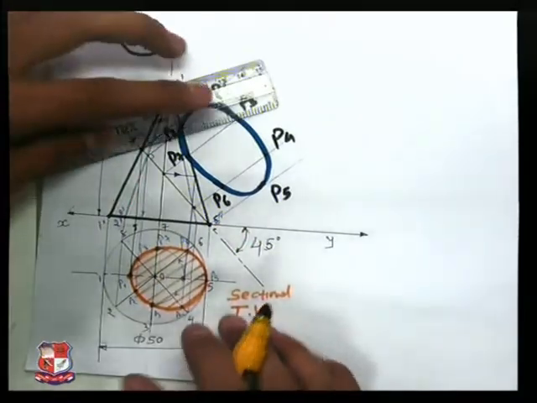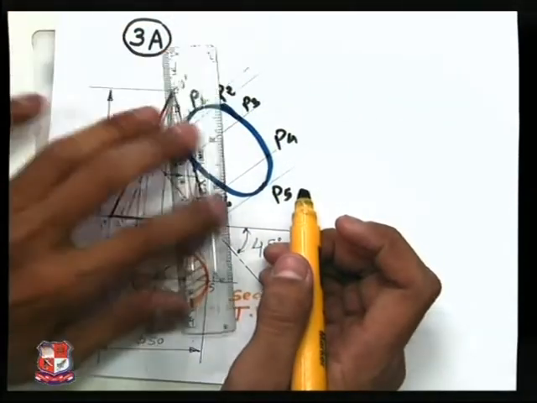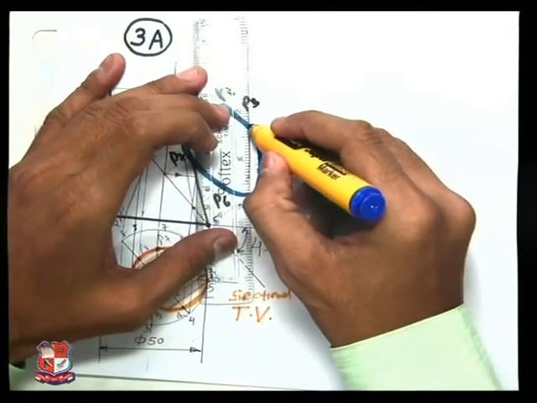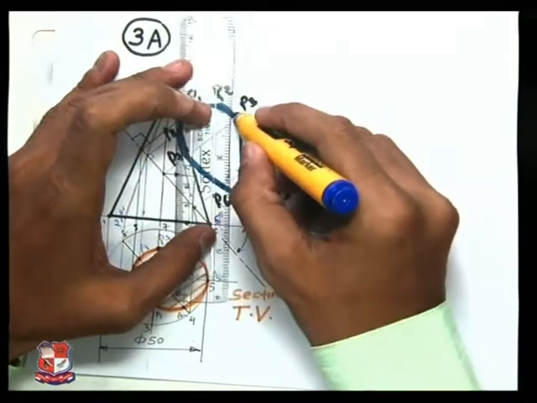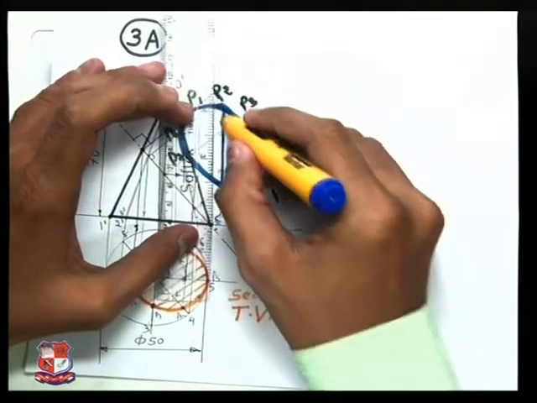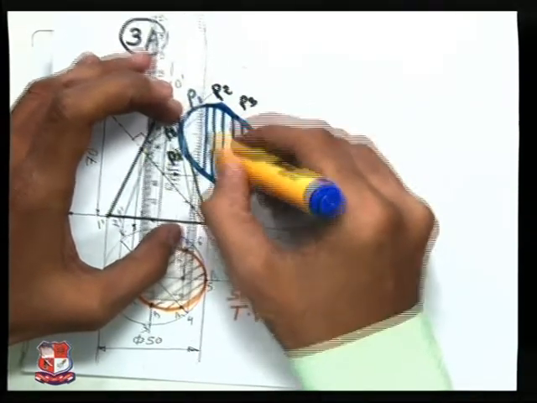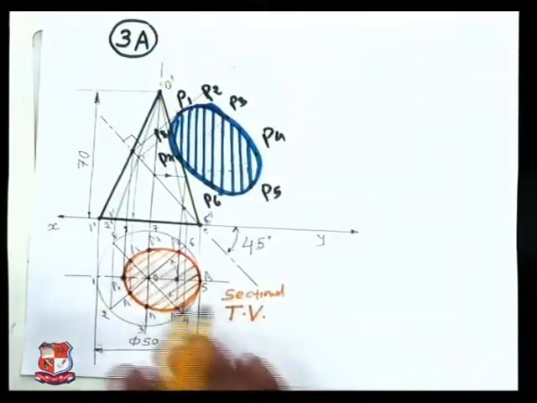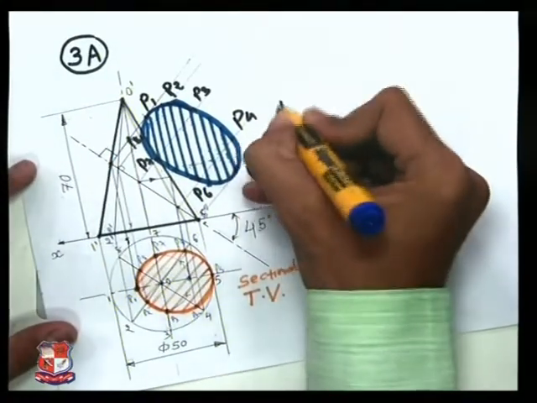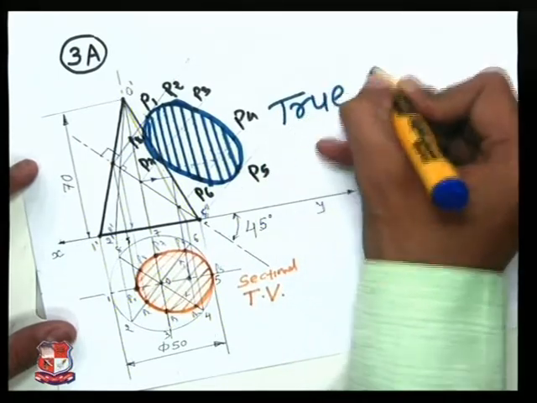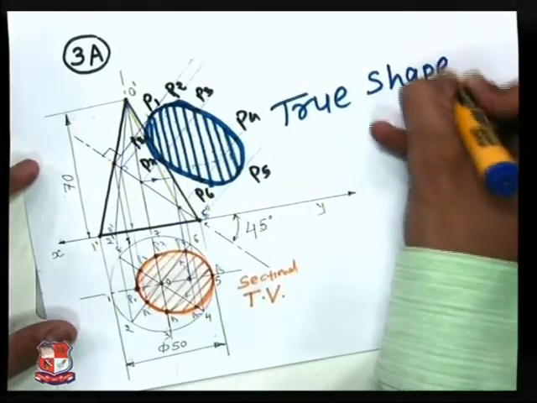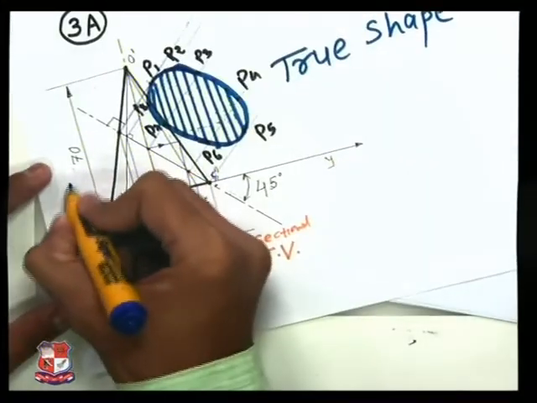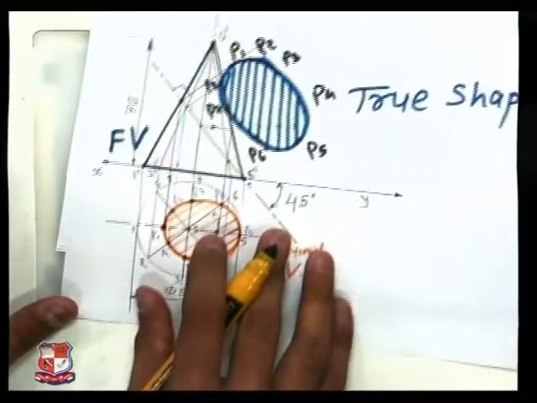After drawing this smooth curve, draw lines which make an angle of 30 degrees or 45 degrees with the reference line like this. These lines should be drawn such that they make an angle of 45 degrees with the cutting plane line, not with the XY line. The distance between all lines should be equal, and this is the true shape. You write here, it's the true shape of the section. This is the sectional top view, and this is the front view of the section.